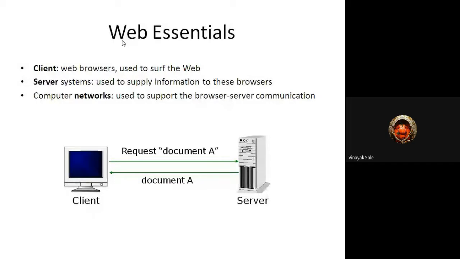You have seen this figure. There is one client which requests for document A to the server. So the server gives the required document to the client. So this is communication through wired or wireless network.